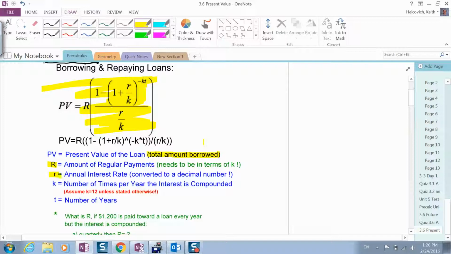The r stands for the interest rate. Remember, you're going to convert that to a decimal. The k stands for the number of times it's compounded. When you're paying off a loan, usually it's monthly, but it could be weekly, so you want to read the problem. And the t is the number of years.